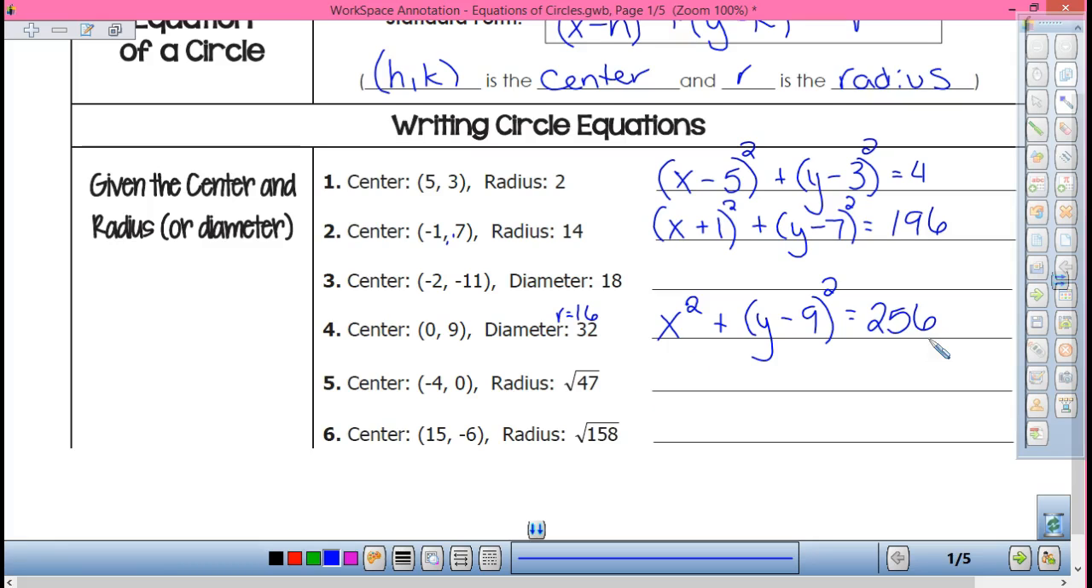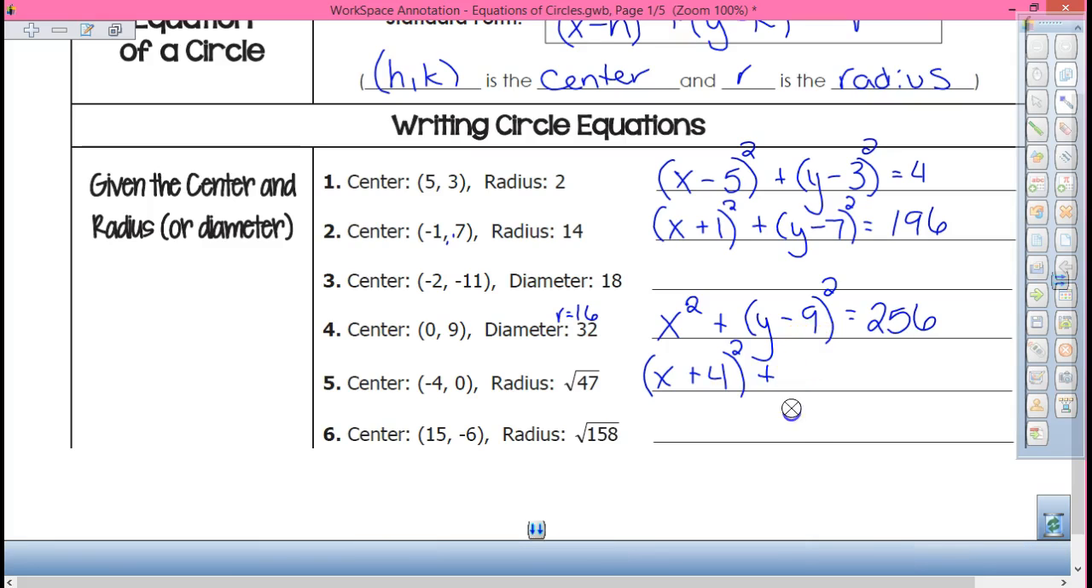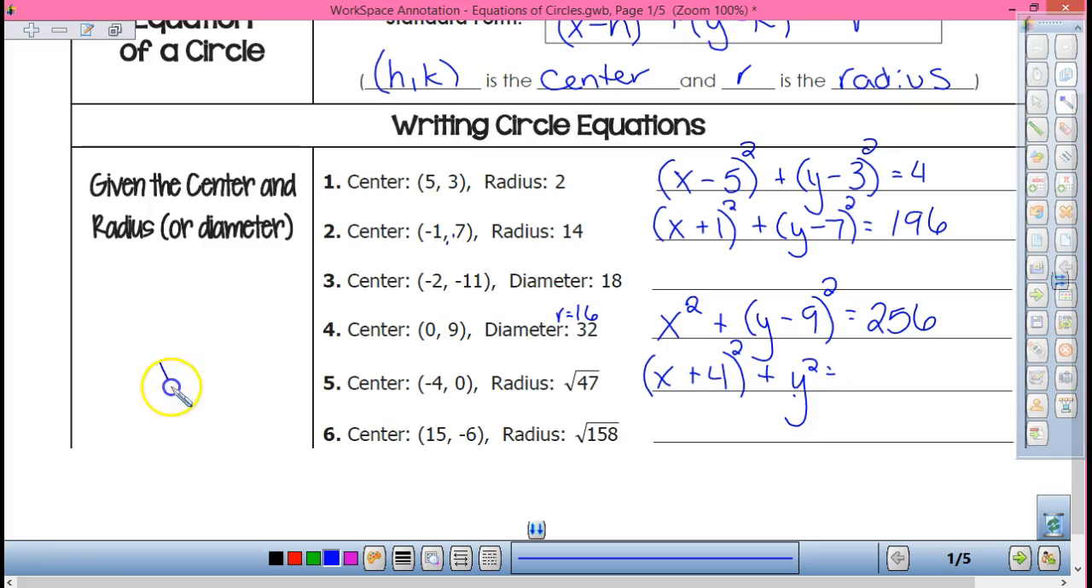Okay, so let's look at 5. (x + 4)² + y², yep. Equals, now, if I take the square root of 47 and I square it, what am I going to get? I'm just going to get 47. It makes the square root go away, just like the square root makes the squared go away, right? Alright. So, horrible, writing equations?